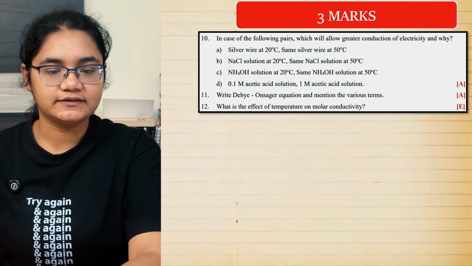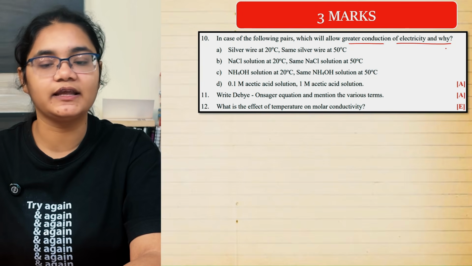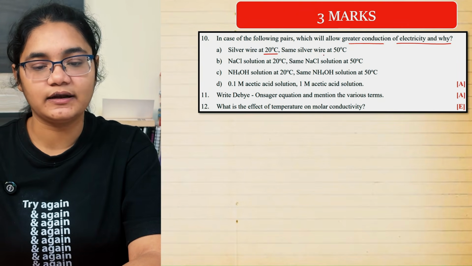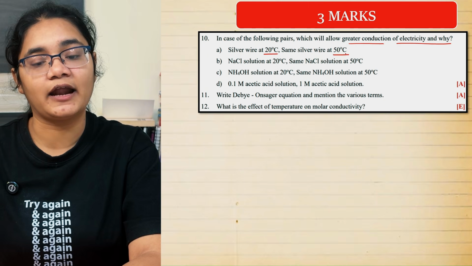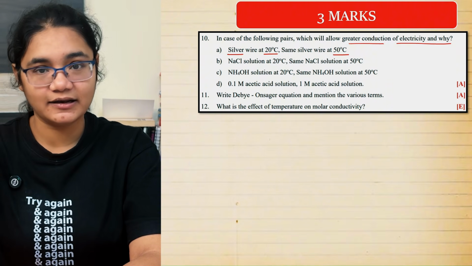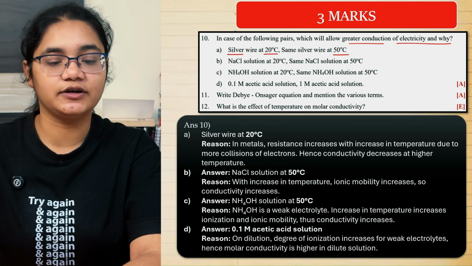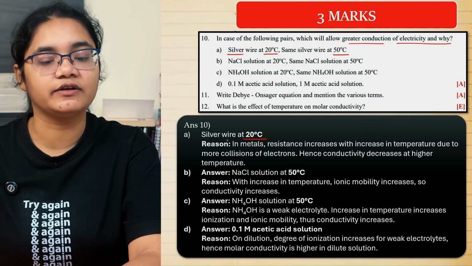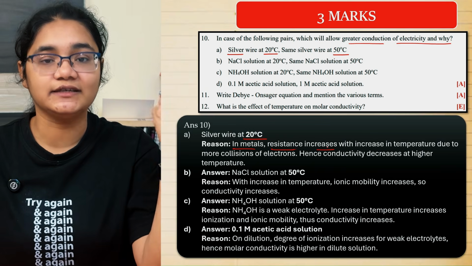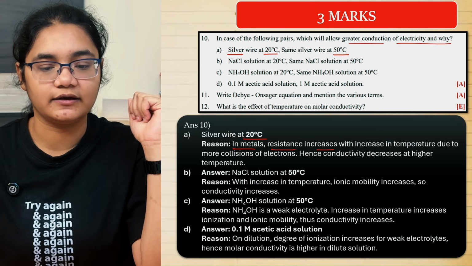Okay. Next is question number 10. In case of the following pairs, which will have greater conduction of electricity and why? Okay, so we can solve this one based on that. Silver wire at 20 degrees Celsius and silver wire at 50 degrees Celsius. So if you see, silver wire is a metallic conductor. So for a metallic conductor, if temperature increases, then the conduction decreases. Okay, silver wire at 20 degrees Celsius will conduct better. Reason: in metals, the resistance increases with the increase in temperature and the flow of electrons will be restricted, so the conduction will decrease.